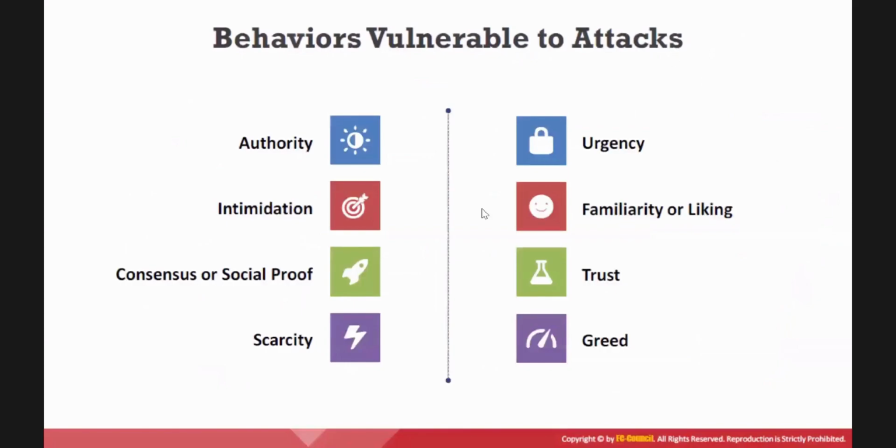Behaviors vulnerable to attack. What are the behaviors? Authority, intimidation, consensus or social proof, scarcity, urgency, familiarity or liking, trust, and greed. These are all the behaviors which lead to these kinds of attacks. You may wonder why greed is coming here. What we do is try to give some information, like, I would be offering you a job in my company. So could you give me some information about your current company, so that we can have a give-and-take kind of policy. So we would be giving some greed. We would be trying to get the greed out of the people to retrieve the information from them.